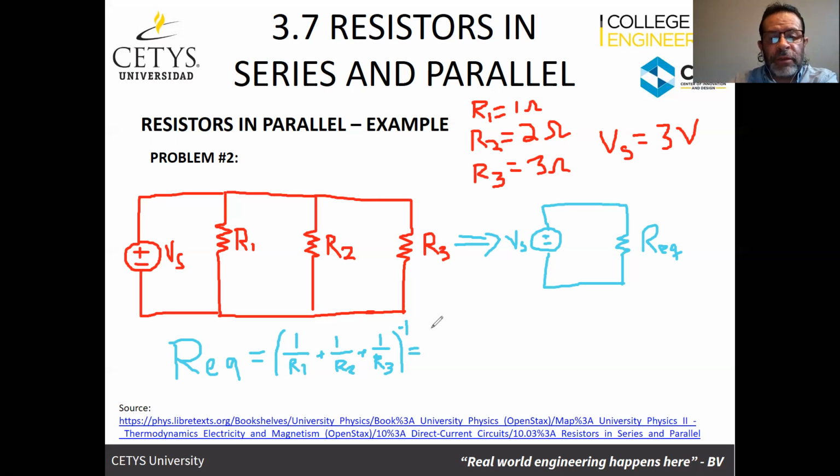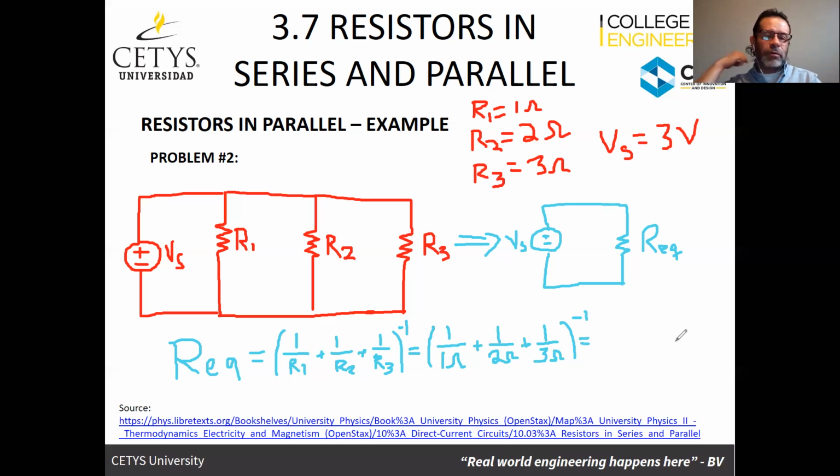And so we've got three values of resistance there. So we're going to have 1 divided by 1 ohm plus 1 divided by 2 ohms plus 1 divided by 3 ohms, the reciprocal of that. Can you please help me out with the calculations and give me the value of the equivalent resistance? It'd be really helpful. 1 divided by 1 plus 1 divided by 2 plus 1 divided by 3, and the inverse or the reciprocal of that, please.